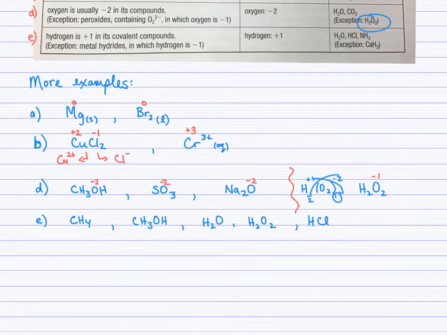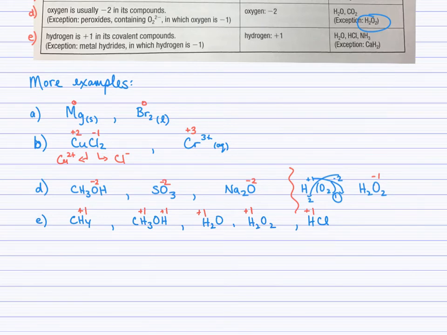Okay, last rule, row E here, is that the oxidation number of hydrogen is +1 in compounds. And you'll notice here I've written a bunch of examples. So hydrogen showing up in methane here, oxidation number +1. Hydrogen showing up here in methanol, and again here, +1. The hydrogen in water, +1. The hydrogen in hydrogen peroxide, +1. The hydrogen in hydrogen chloride or in solution hydrochloric acid would be +1.